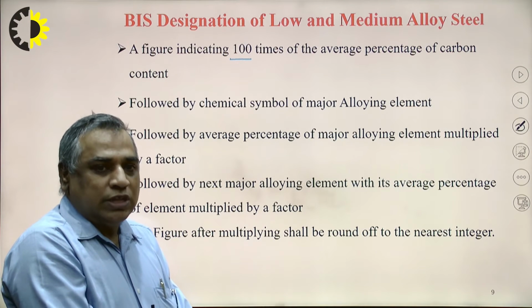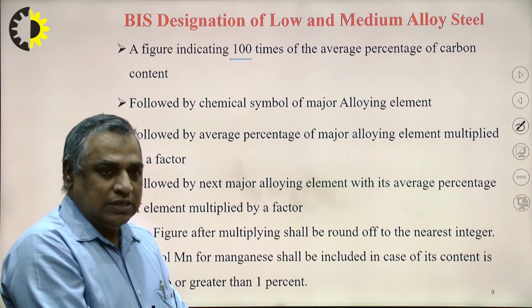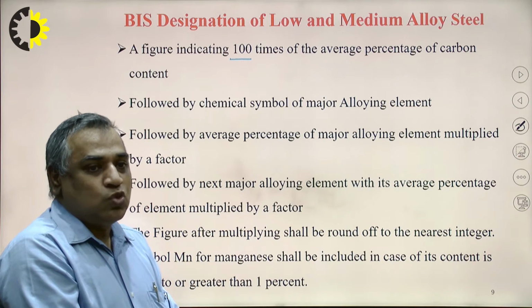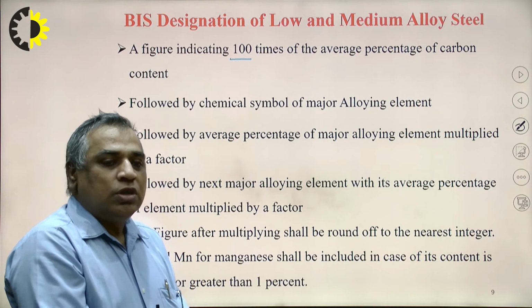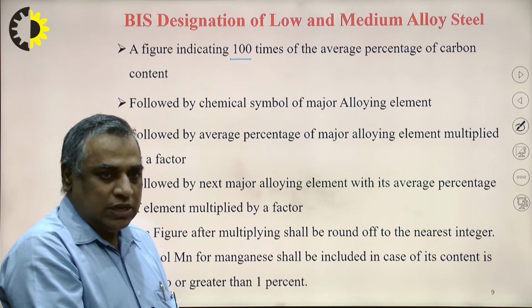off to the nearest integer. I have already mentioned that the symbol of manganese shall be included only if its content is equal to or greater than 1%. Otherwise, we need not include the symbol of manganese in the designation of the low and medium alloy steel or any steel.